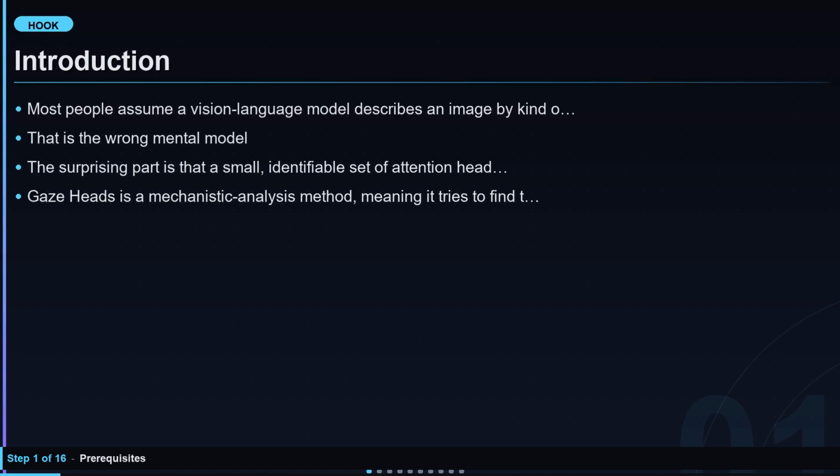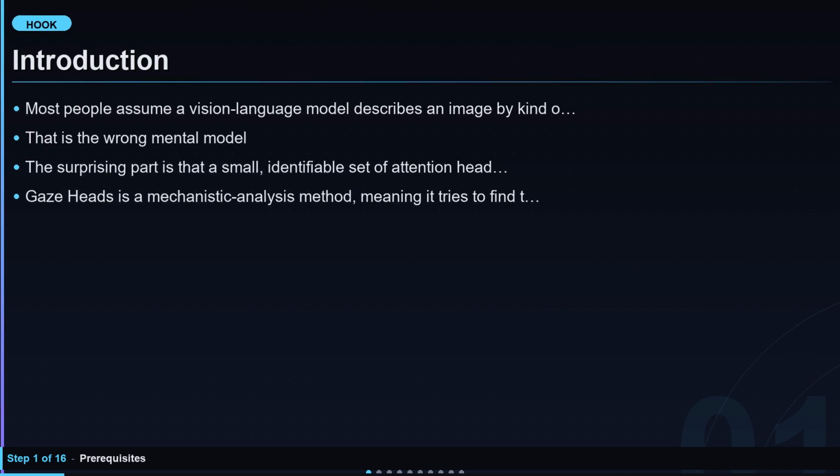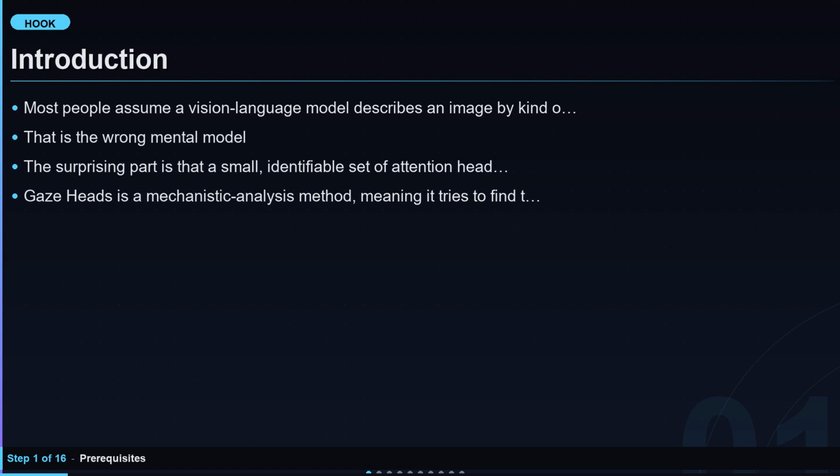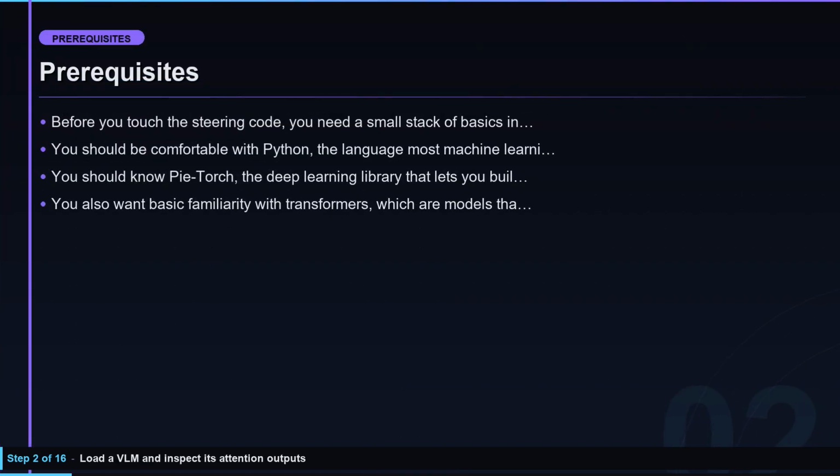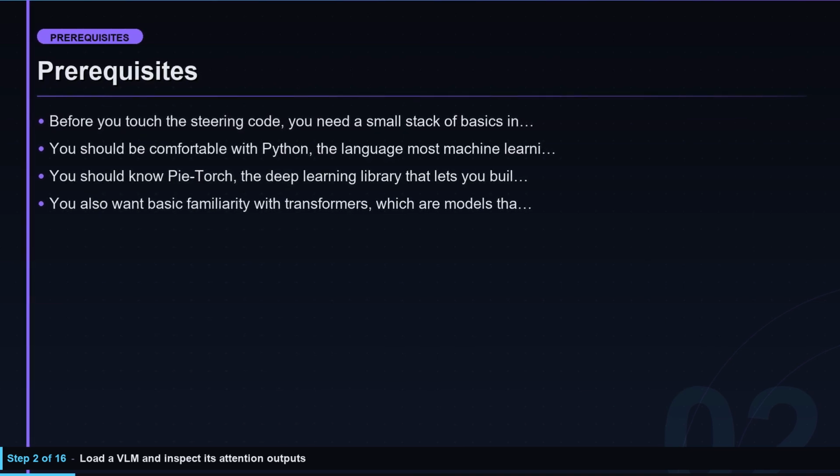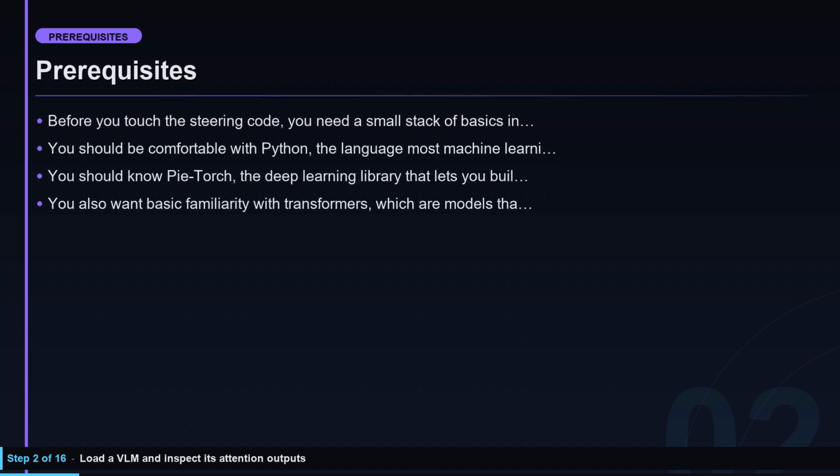And here is the key twist. Random heads do not help, and touching every head can wreck generation. The practical win comes from first scoring which heads correlate with the current image region, then intervening only on that small subset. That is the difference between blind tinkering and real control. But the next question is how you find those gaze heads in the first place.